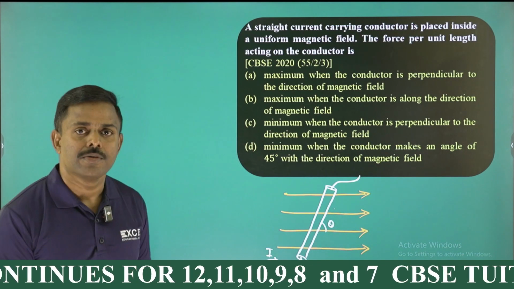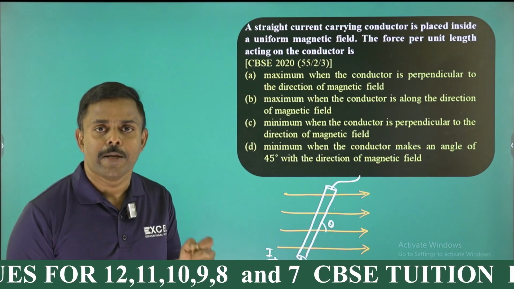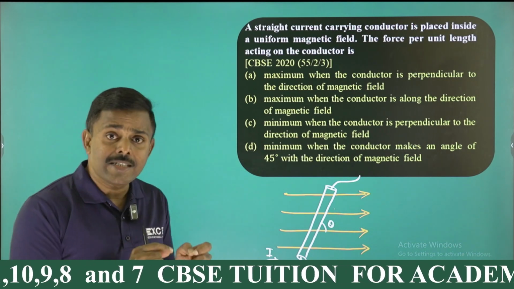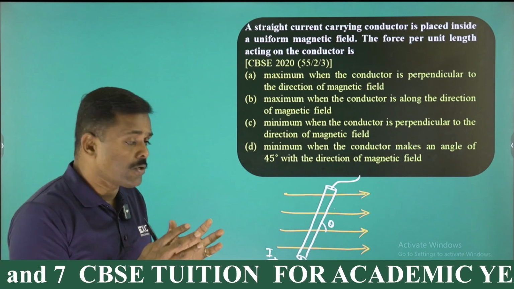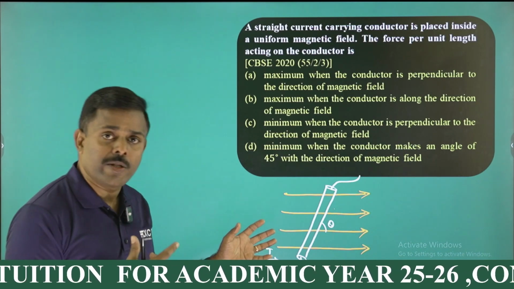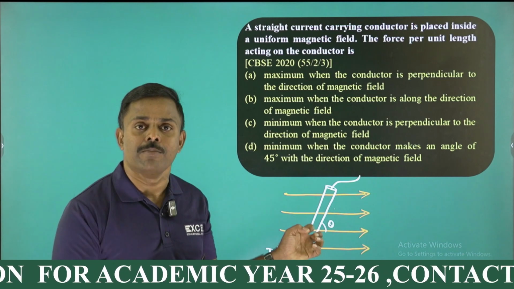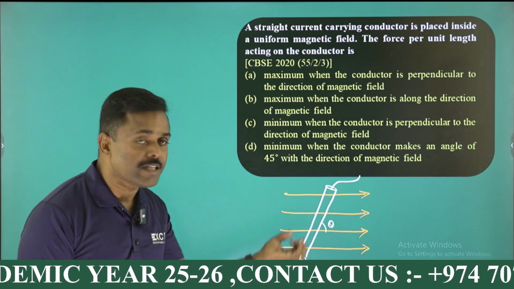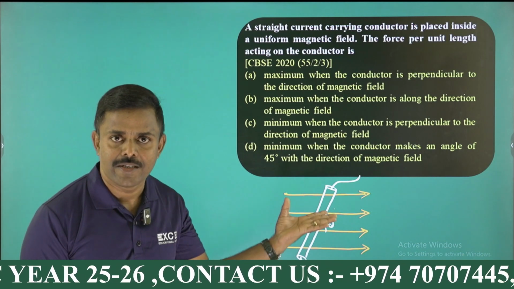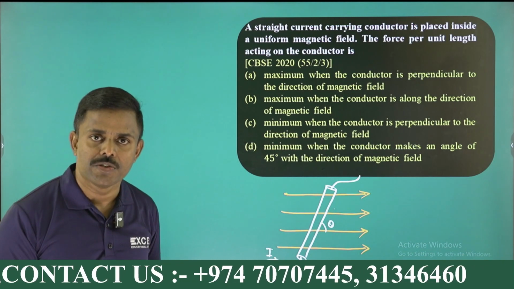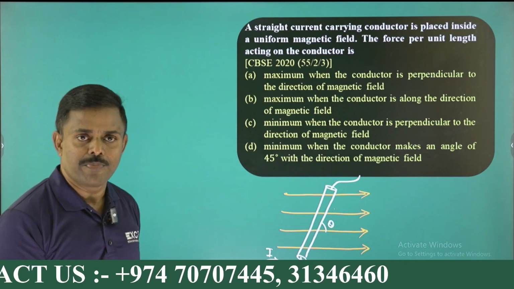What happens now? This is a current carrying conductor placed inside a magnetic field. And current is actually what? Current is caused by the flow of electrons. So actually there are billions of electrons in motion inside the conductor. Inside the conductor, electrons are continuously flowing, right? And each electron will have a force on it. What force? We've been seeing it since the beginning, right?